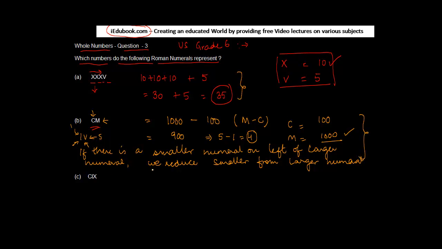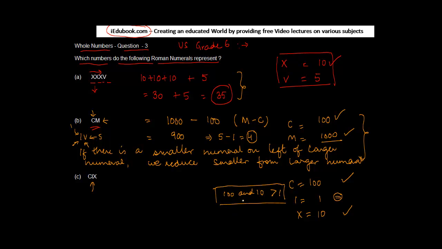Let's look at the third one, which is CIX. What does this stand for? We know that the value of C is equal to 100, I is equal to 1, and X is equal to 10. If you break up this number, there is a smaller number I, which is 1, placed between 2 larger numerals, 100 and 10. Both 100 and 10 are greater than 1.